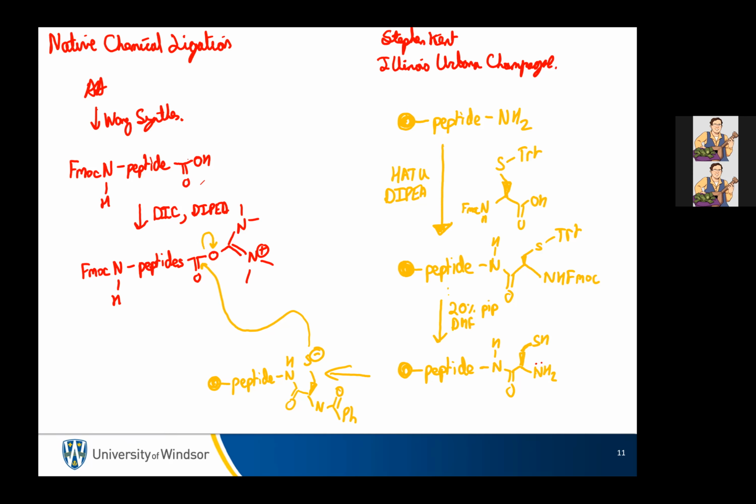And then you can actually use just HFIP to take off that trityl group. And I'll highlight that in red. I'm really, really sorry. Just looking at this going, this does not work the way I want it to, and I realized why. So 20% piperidine in DMF takes off the Fmoc, HFIP takes off the trityl, and we have a free SH and a free NH2.